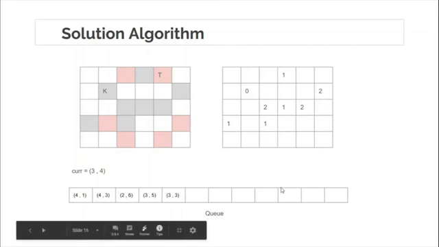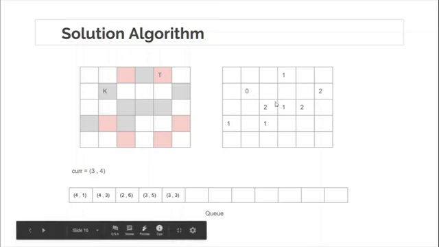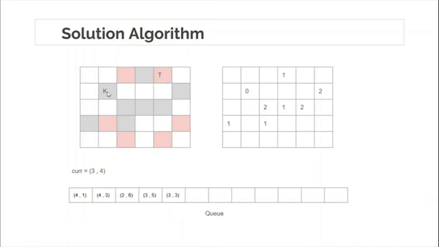We would not continue, because we are not here to calculate the minimum distance of each cell from the source. We are only interested in finding the minimum distance from the starting position of the knight to the target position, and we have found it. So we will simply return from here the distance of the current node plus 1, which is 2. So as you can see, using BFS we are able to calculate the minimum number of moves in which a knight can reach its target position, and that is 2 in this case.